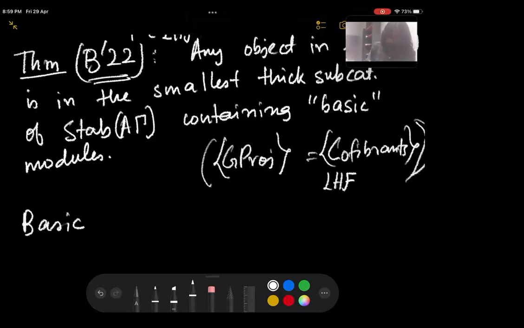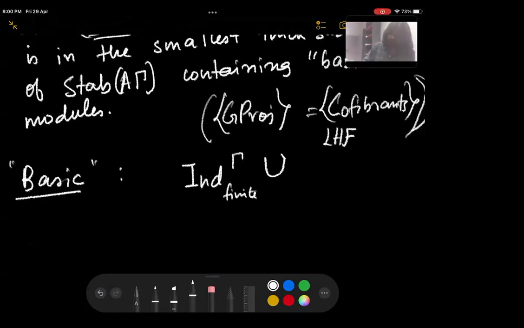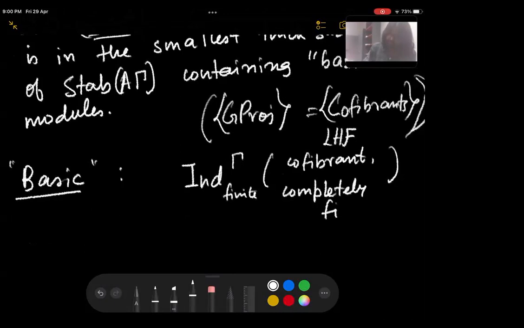I'll tell you what basic modules are, and I'll end my talk exactly there. So basic modules are modules, when I say modules, I'm talking about A gamma modules, that are induced up from some finite subgroup. So I'm inducing up a module from a finite subgroup. What is that thing that I'm inducing up? It has to be cofibrant, as in Benson's cofibrant, and it has to be completely finitary. I'll tell you what that means.